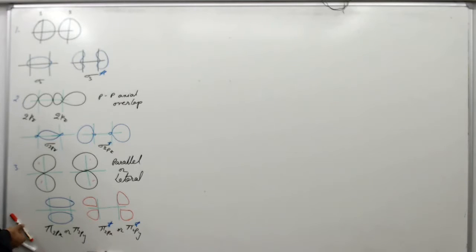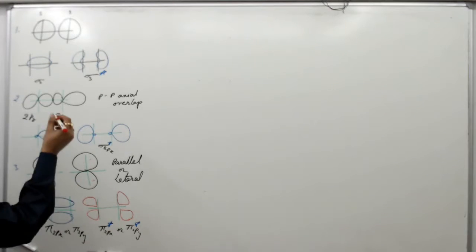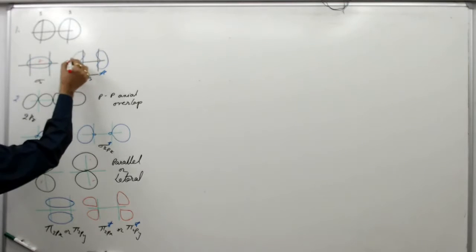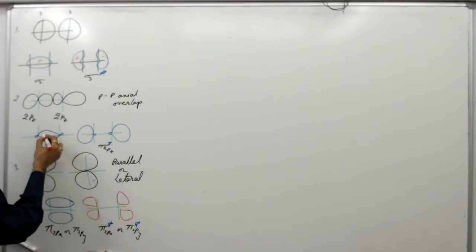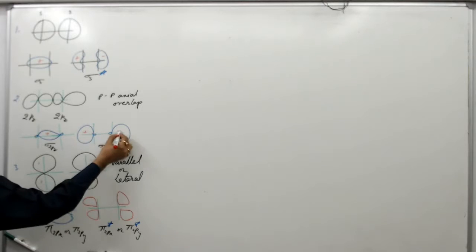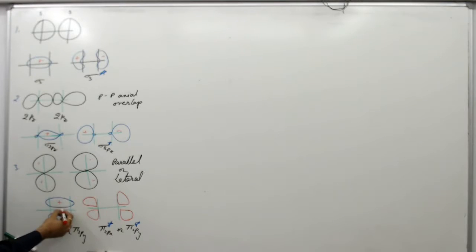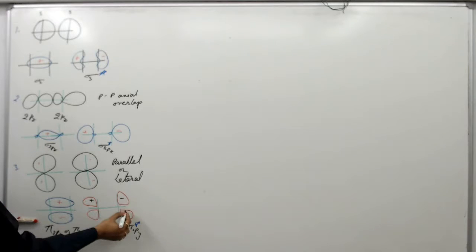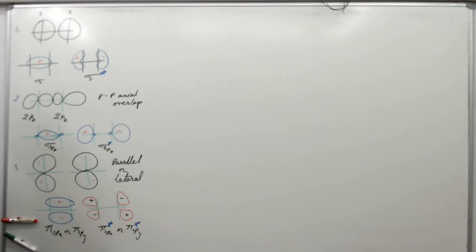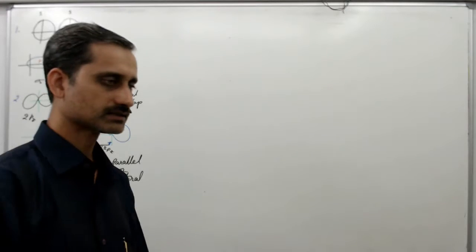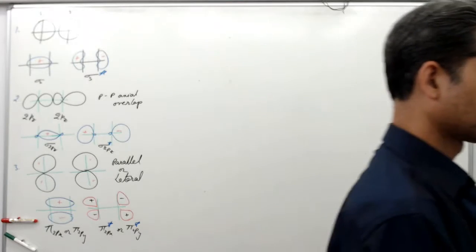Now what we find is that many a time, and most of the time, we find some signs in the orbitals. We get the plus and the minus sign. Here we get a plus and a minus, here a plus and a minus, and so on. Now what exactly do these plus and minus denote?